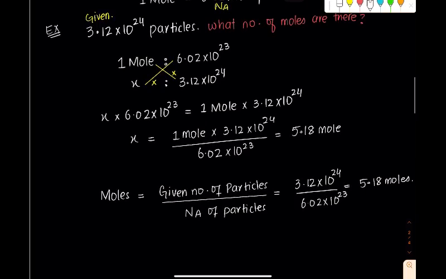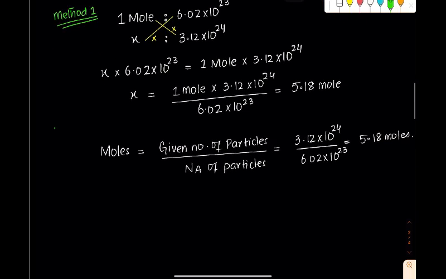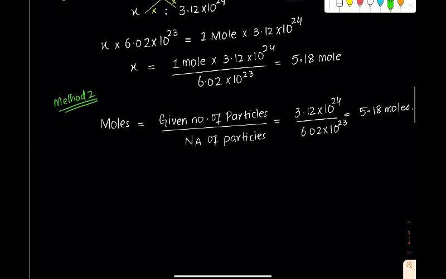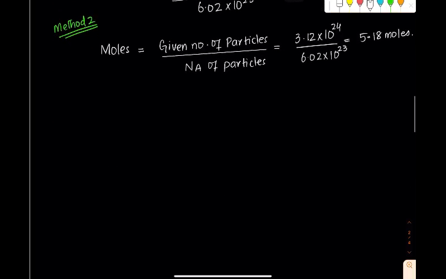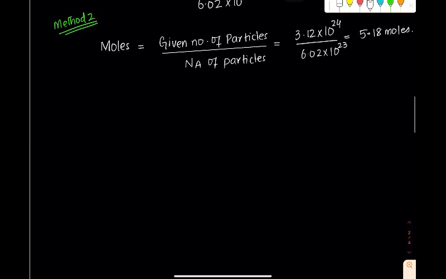So you could use two methods. You will have method number 1 that uses ratio, and you have method number 2 that uses formula. However suits you best, you can use that method and you will end up with the same answer. Now let us look into other interesting facts about moles and Avogadro's number.